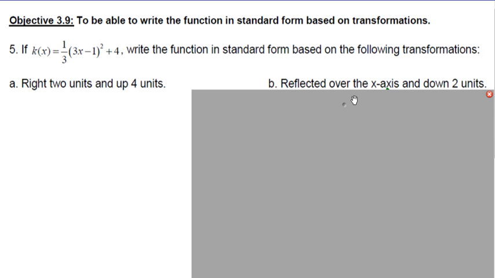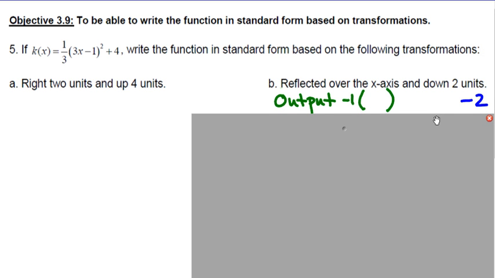So again, always ask yourself if it's impacting the inputs, outputs, or both. If I'm taking something and reflecting it over the x-axis, that is going to change our outputs. We're taking the opposite of all the outputs, so it's like taking the function and multiplying it by -1. After we do the reflection, then we want to move it down 2 units. That's another output change, where we'd be taking away 2 from all the outputs.